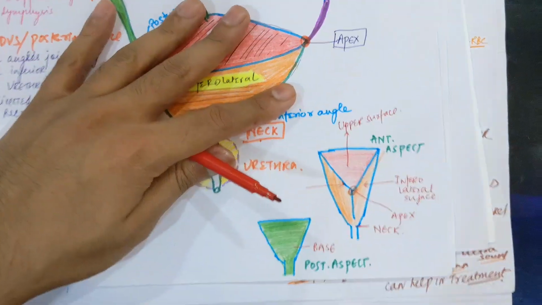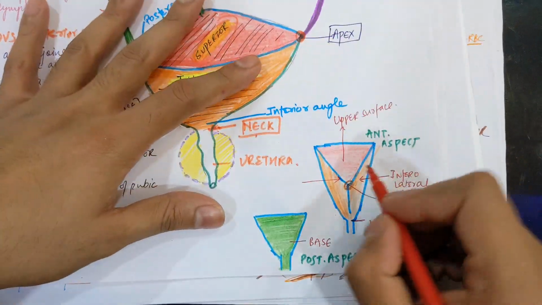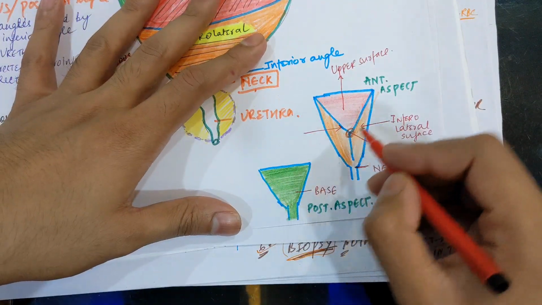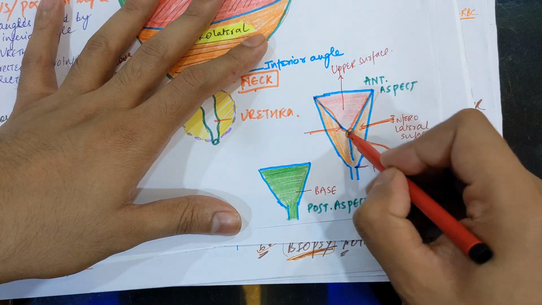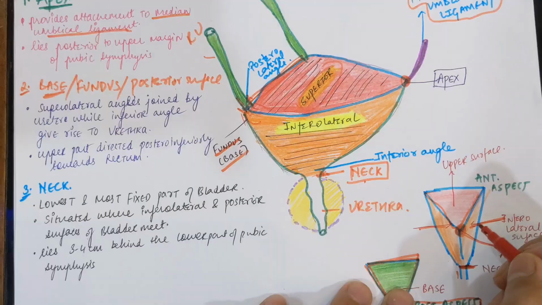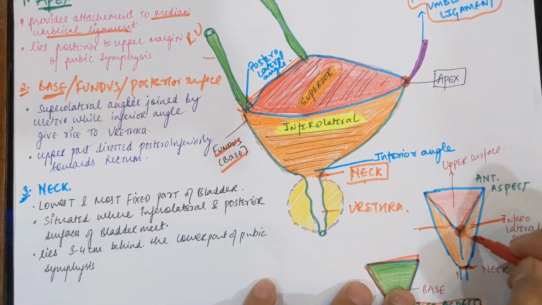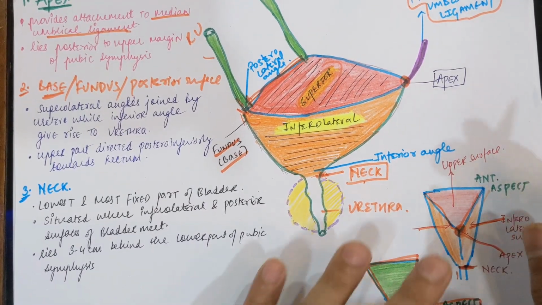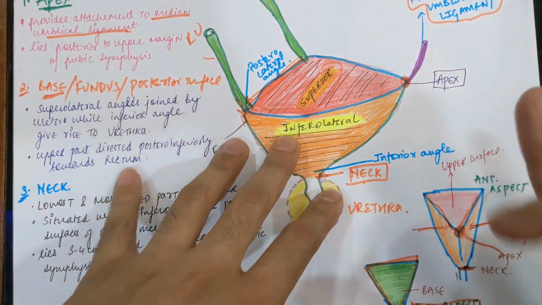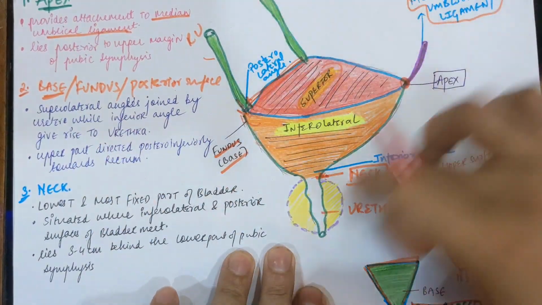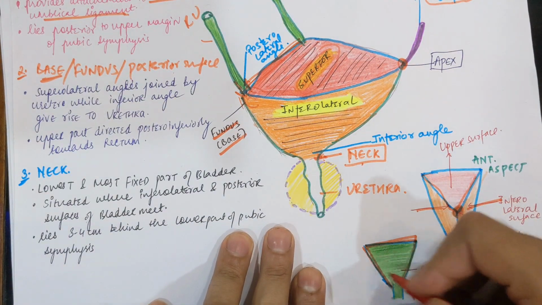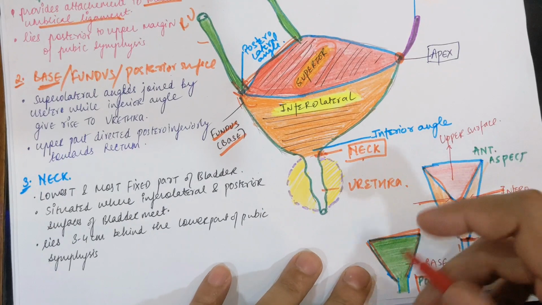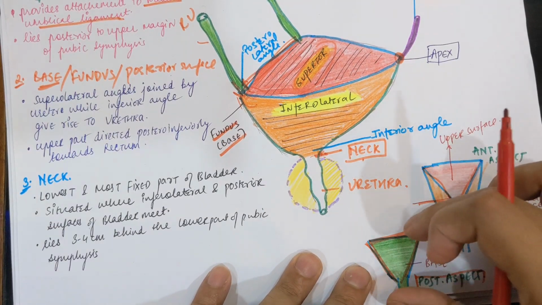Clear this much? In this diagram also you can see these aspects. The anterior aspect will look like this. You can see this is the upper surface, these are the lateral surfaces, this is the apex, and this is the neck, seen from the anterior aspect. So this is the view of the bladder from the anterior side. This diagram is the lateral view, and when you see from the posterior side, you will only see the base. So this will be the view of the bladder from the posterior.